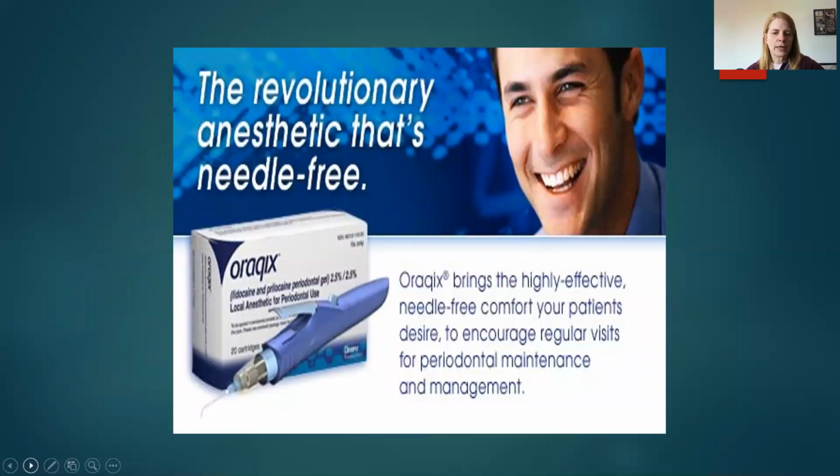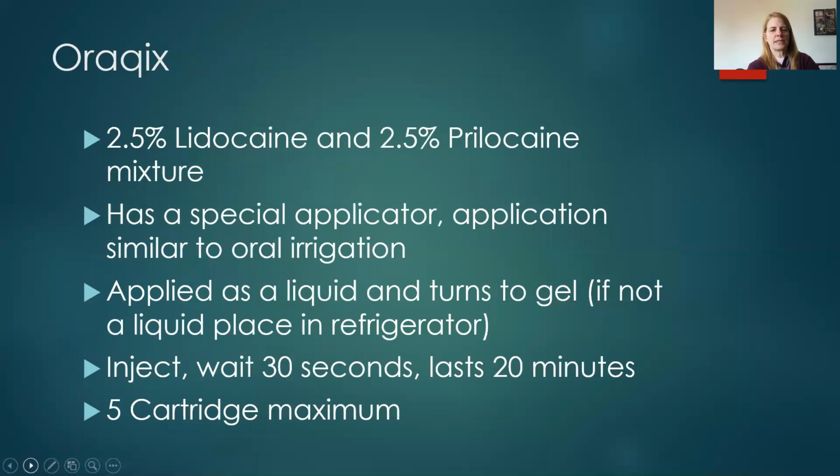Then we've got Oraqix. Oraqix is great. It's a needle-free comfort, and a lot of patients like this as an in-between type of anesthetic. It is a 2.5% lidocaine, 2.5% prilocaine mixture, so a 5% gel, because if you add 2.5 and 2.5, 5% gel. As you guys know, it has that special blue applicator, and the application is similar to oral irrigation.